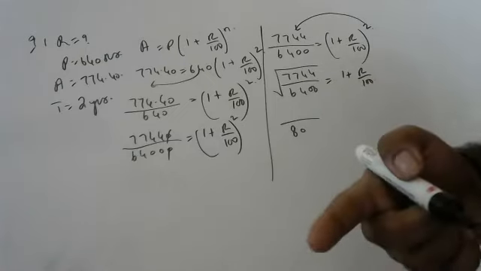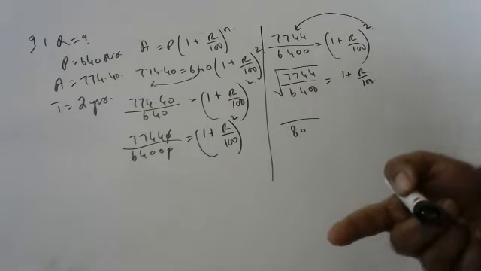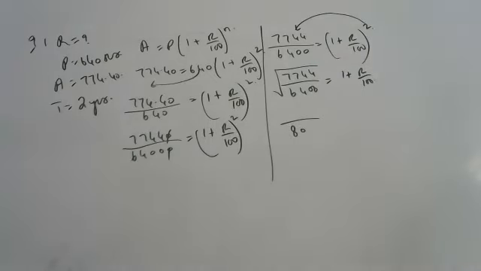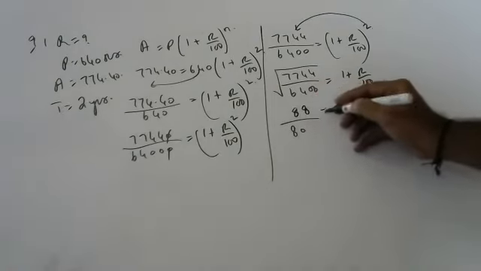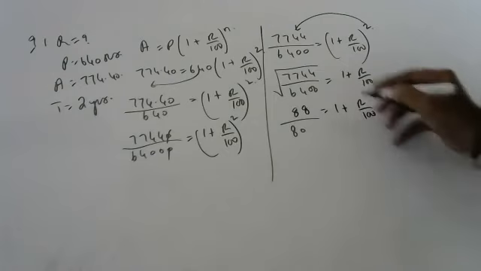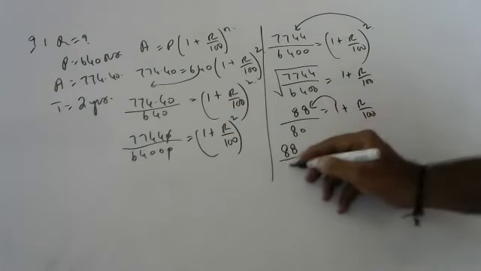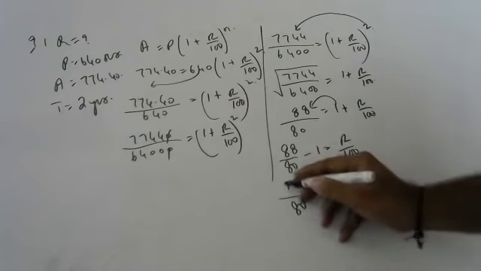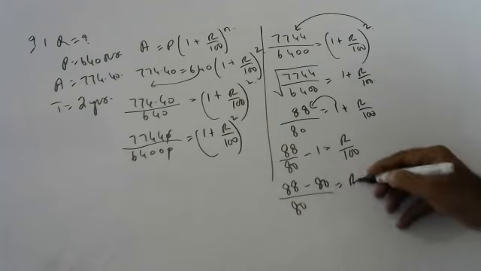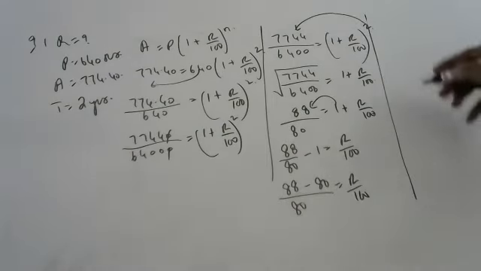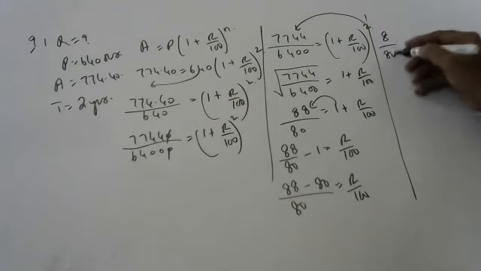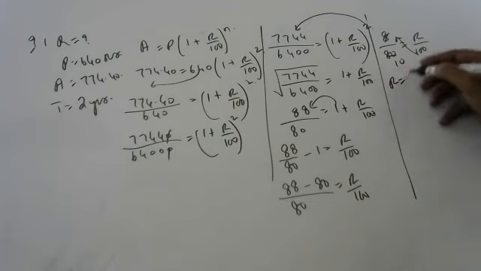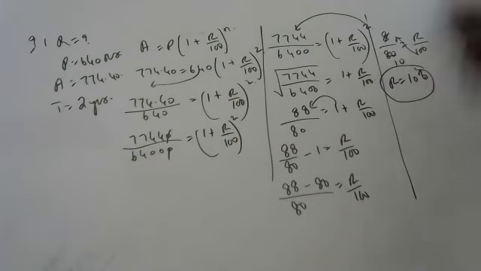Check 82 or 88, children, fast. 88 only, sir. Okay, 88 by 80 is equal to 1 plus R by 100. Bring it here: 88 by 80 minus 1 is equal to R by 100. 80 is the LCM. 88 minus 80 is 8, so 8 by 80 is equal to R by 100. R is equal to 10%. 10% is the rate of interest.